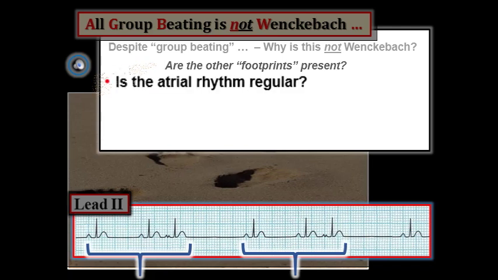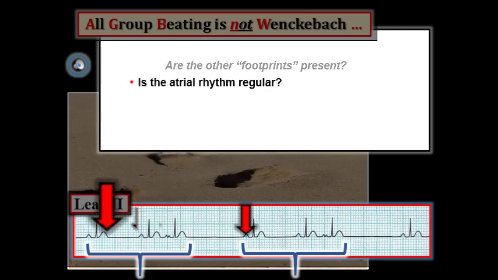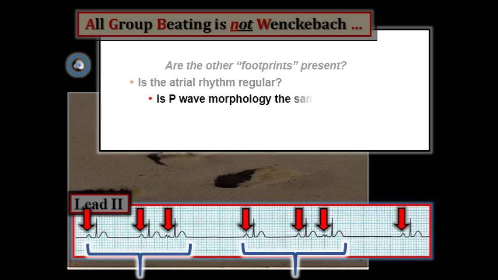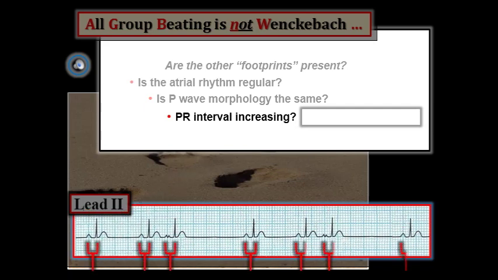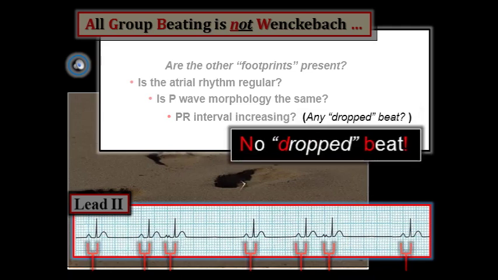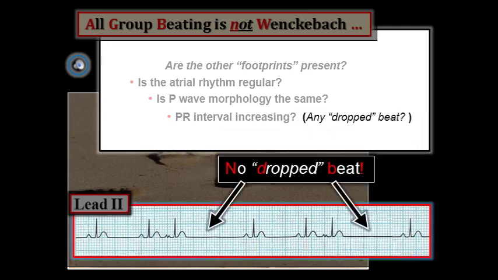The atrial rhythm is not regular, red arrows. Not all P waves look alike, blue arrows. So an atrial focus other than the SA node is operative. The PR interval within groups of beats is not increasing, red brackets. And when we look at the pauses that occur in this tracing, there are no non-conducted P waves, as there should be with Mobitz I.